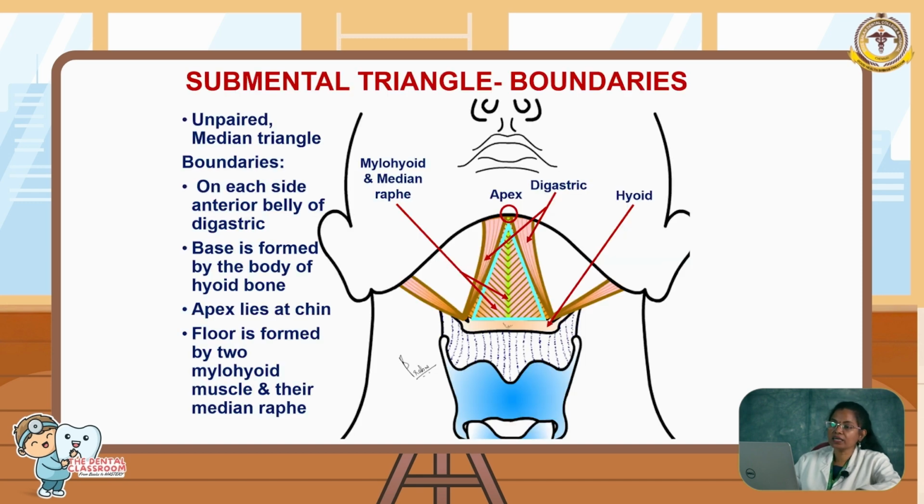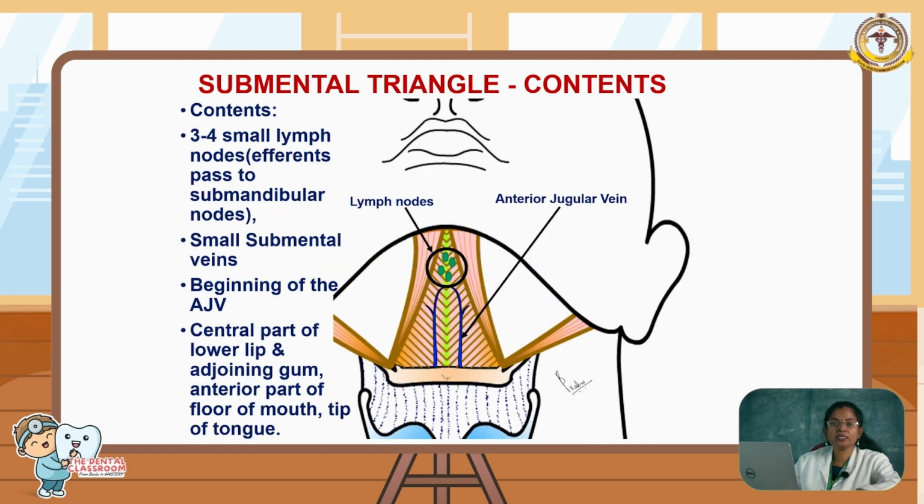The submental triangle is a median unpaired triangle bounded on either side by the anterior belly of digastric. The base is present over the body of the hyoid bone and the apex is present over the chin. If you see the floor of the submental triangle, it is formed by 2 mylohyoid muscles and the median raphe formed by the mylohyoid muscle.